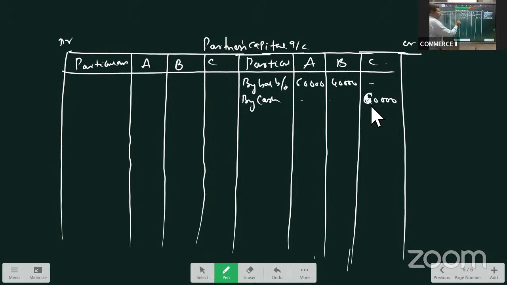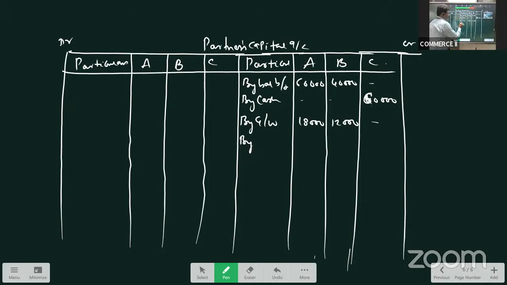The second item is goodwill. Just now we have learned so much, no? 18,000 credited to A, 12,000 to B. Then, see if any accumulated profits are there. General reserve is given as 20,000 and P&L credit balance is also given as 10,000. Both these items are to be credited.